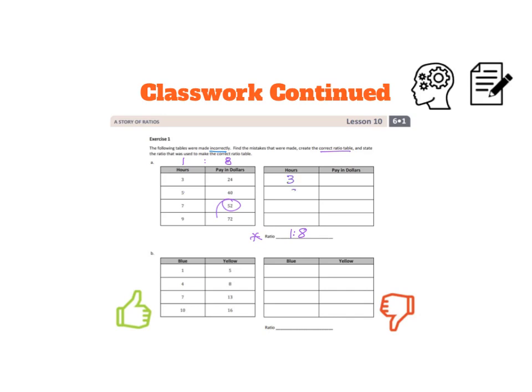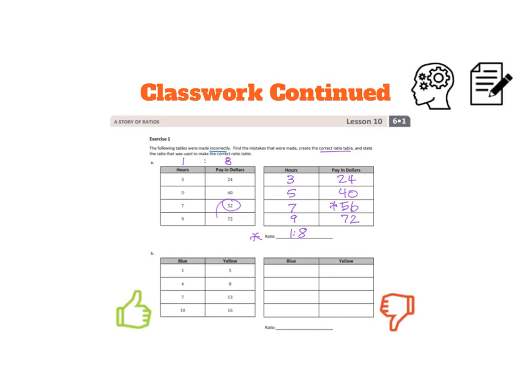So I'm going to write these in here. And the 24 was good, the 40 was good, the 72 was good. This one needed to be fixed. So 8 times 7 is actually 56, but you knew that one. Okay, now let's look at this one.